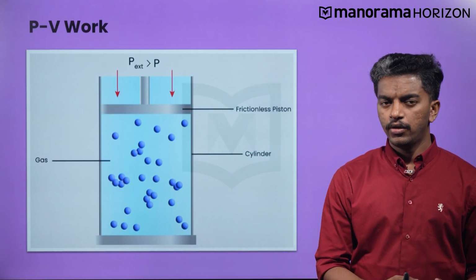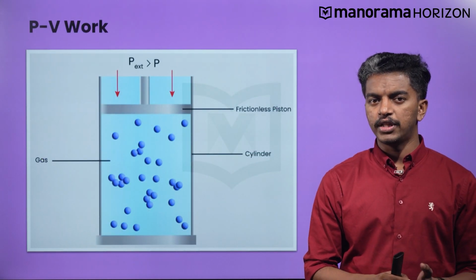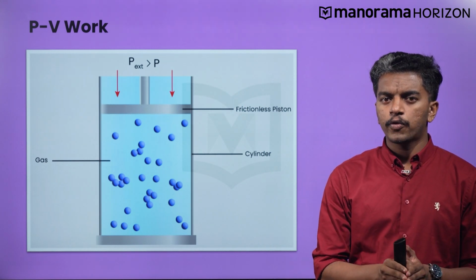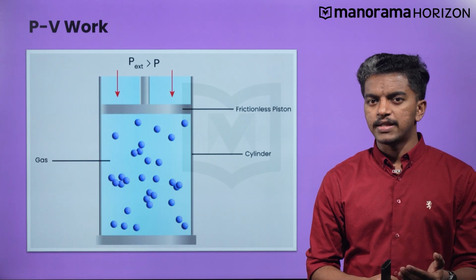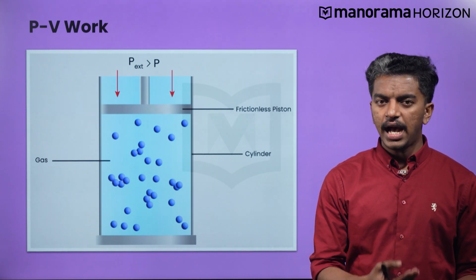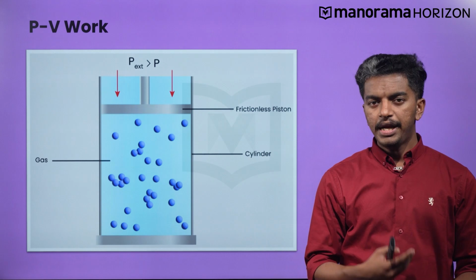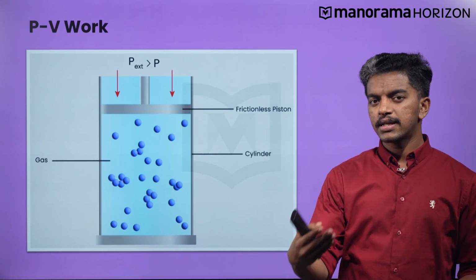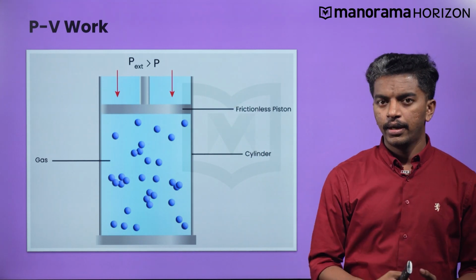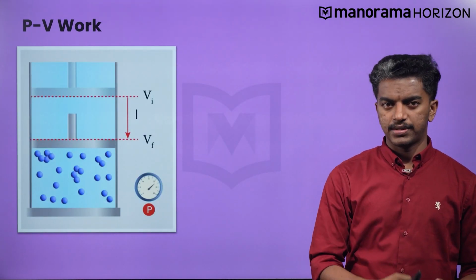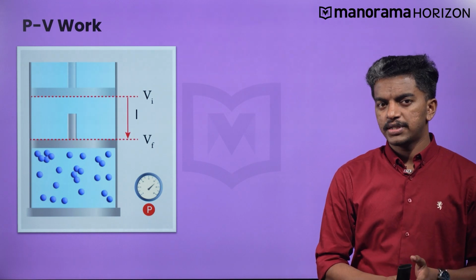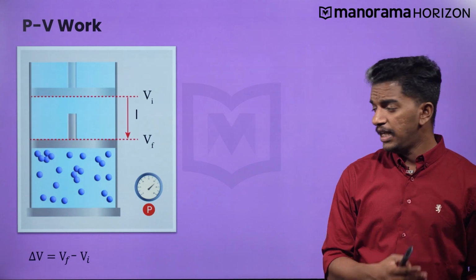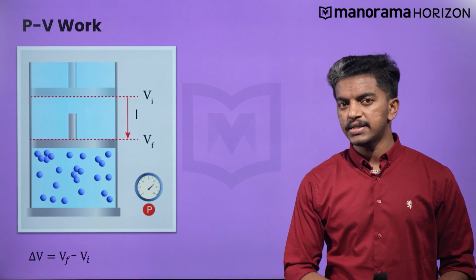Consider a cylinder with 1 mole of an ideal gas fitted with a frictionless piston, as you can see here. Here, A is the area of cross-section of the cylinder, P is the pressure of the gas inside, and Vi is the volume of the cylinder. Now, if an external pressure is applied on the piston such that P external is greater than P, then the gas is compressed. Here the final volume is represented by Vf. Then you may write the change in volume as delta V equal to Vf minus Vi.